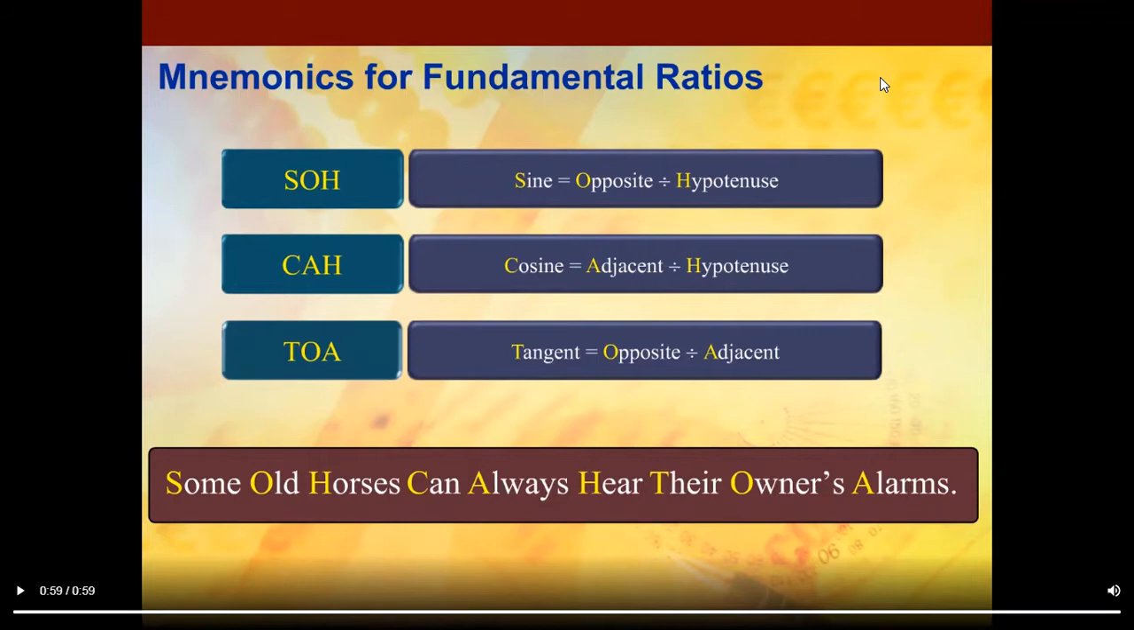So SOH means sine deals with the relationship between opposite divided by hypotenuse. CAH means cosine, adjacent divided by hypotenuse. And TOA means tangent, related to the ratio of opposite and adjacent.